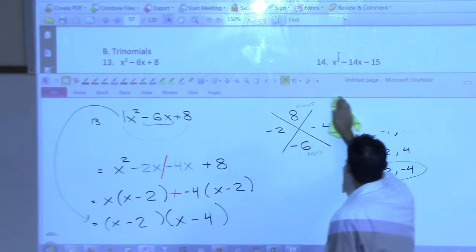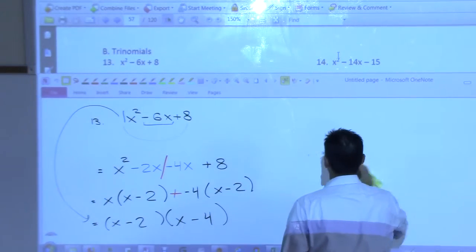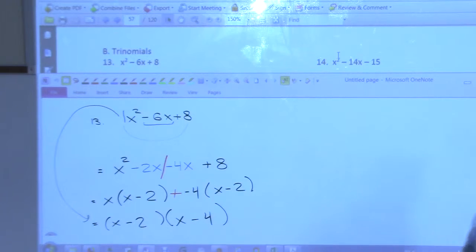All right, let's try the next example. How are we doing on time? Let's do an example that's a little more complicated.